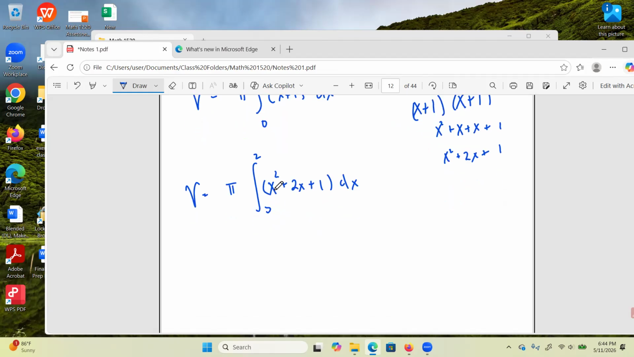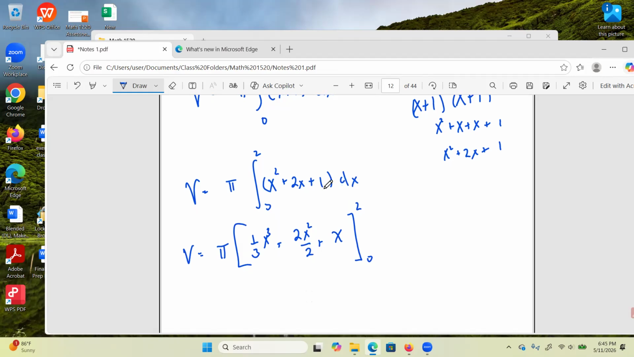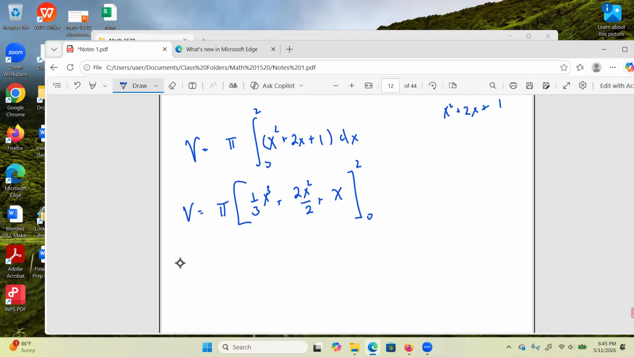So going back to the regular easy power rule, we can just say V equals pi times, and what we're going to have here is 1/3 x cubed plus 2x squared over 2 plus x, and we're going to go from 0 to 2, right? So that's what we're going to do here. So V equals, we have our pi.